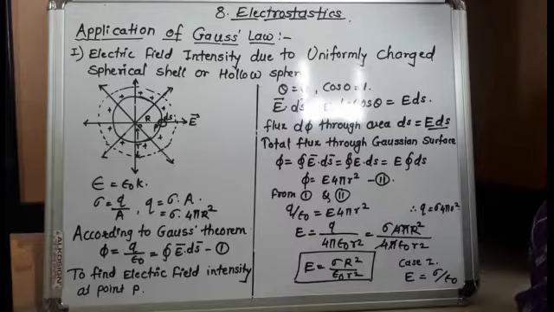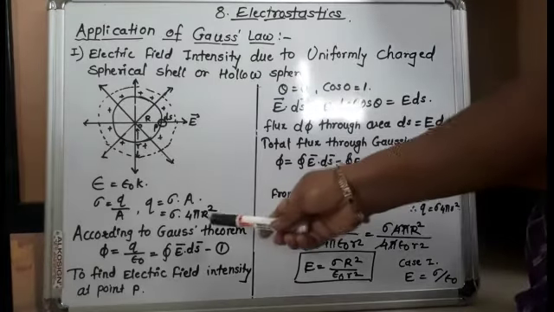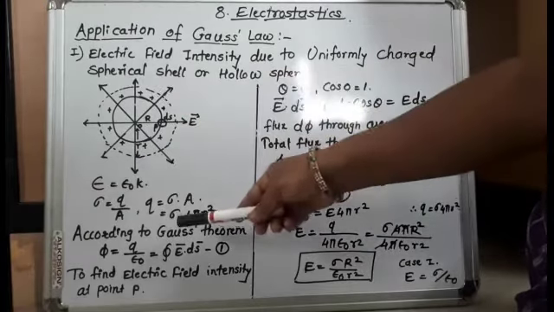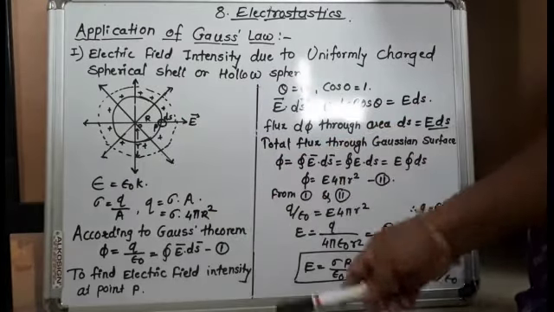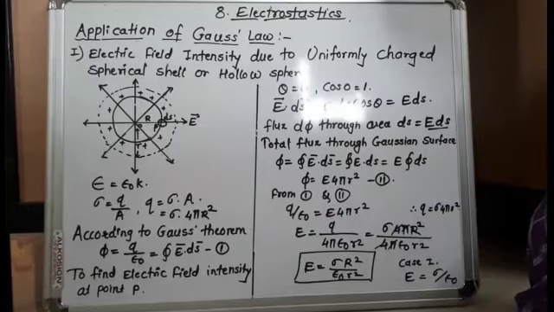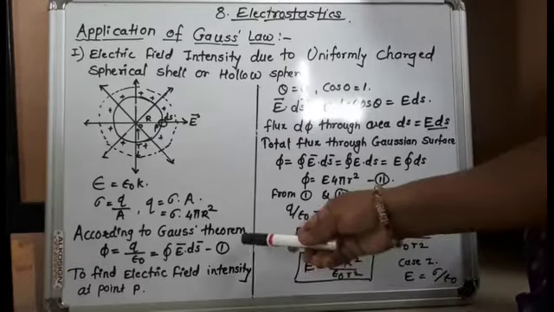Here this sphere is charged with uniform charge density sigma. The definition of sigma is charge per unit area. SI unit of charge is coulomb and area's unit is meter square. So Q is equal to sigma into A, where A is 4 pi r square. Then total charge on this sphere is sigma into 4 pi r square. According to Gauss's theorem, phi is equal to q upon epsilon 0 and is equal to the integration of E bar dot ds bar. This is the first equation.